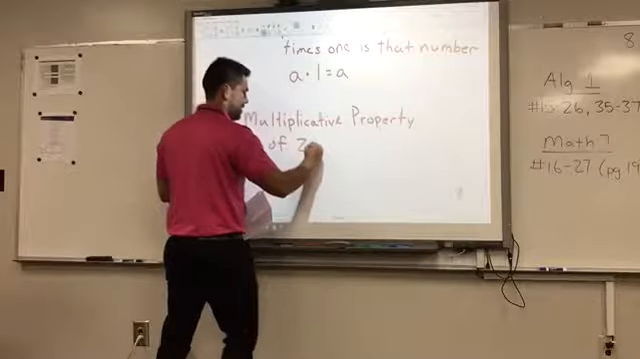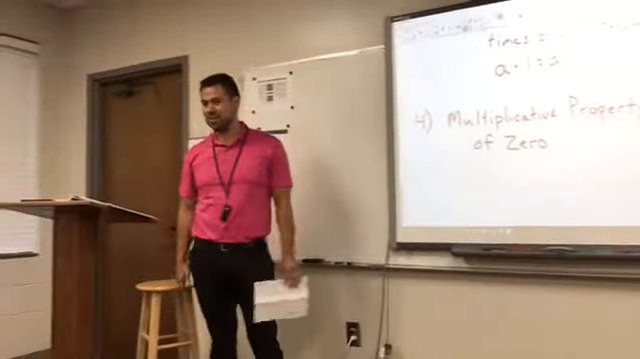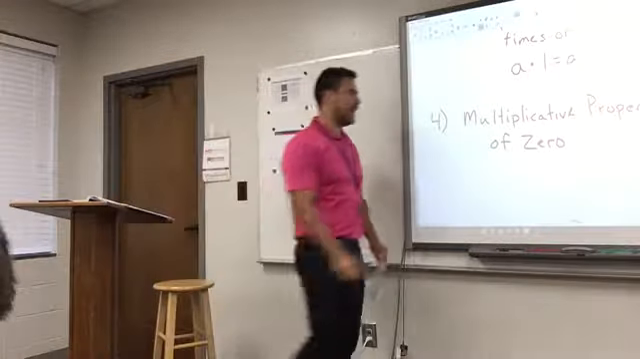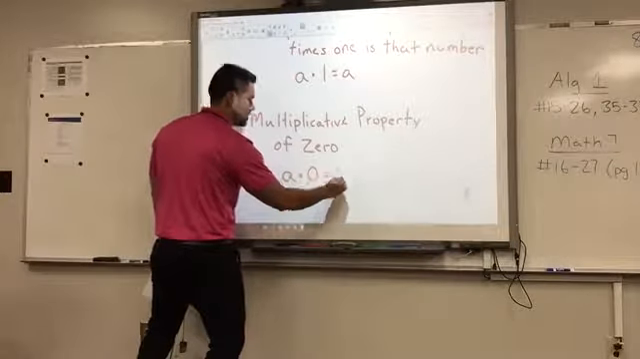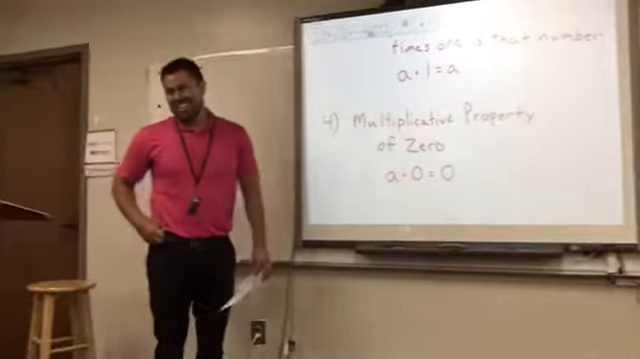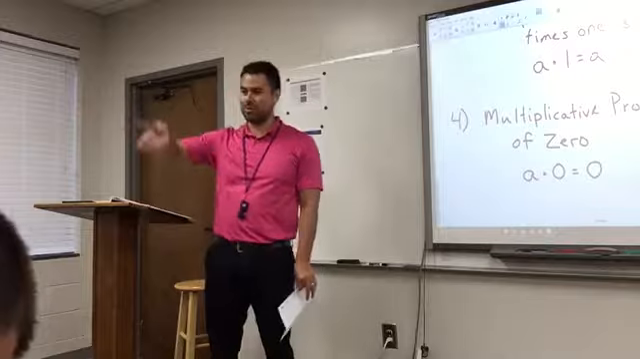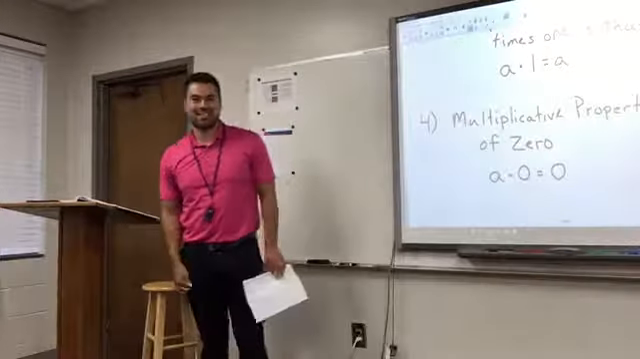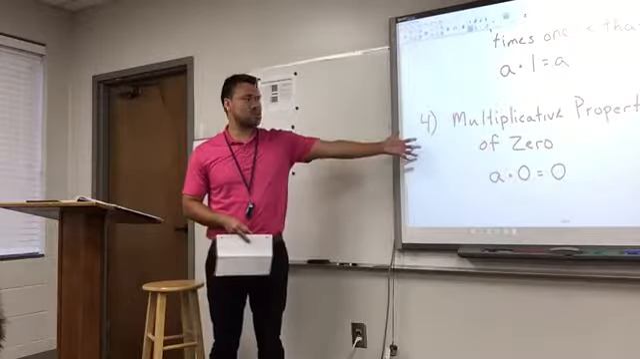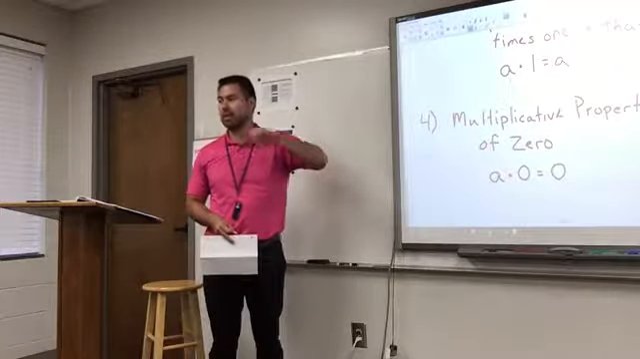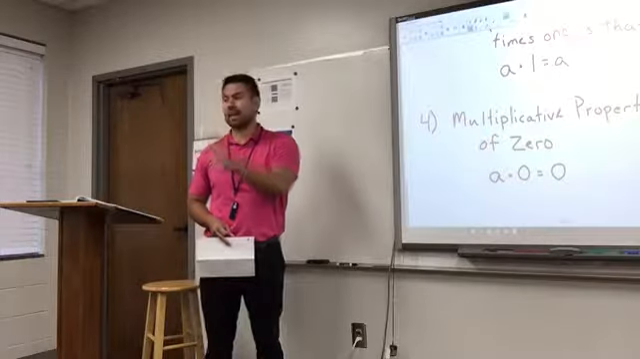Everything equals 0? No. Do you think you know what it is? Yes, Emma Grace? Everything times 0 is 0. Okay, any number, I'm going to give it to you like this: A times 0 equals 0. You said everything equals 0, but it's really anything times 0 is equal to 0. Hopefully that clarifies it. That's the multiplicative property of 0. Any number times 0 is going to be a big fat 0.